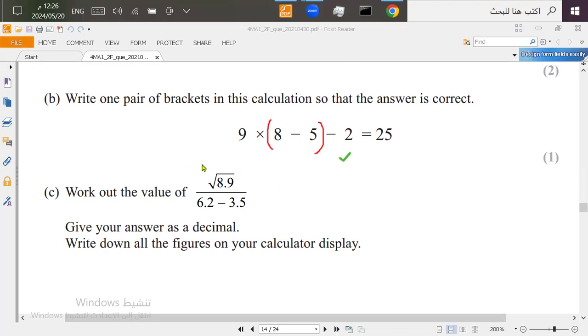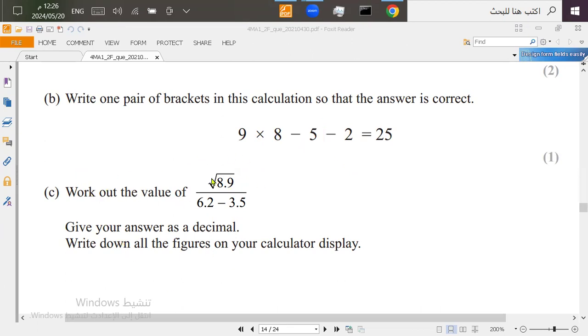Now, as I said, you can't put it on the 9 and the 8 because the BIDMAS rule will tell you that what's happening inside the bracket will be first. Even if you remove the bracket, the multiplying will be before the subtraction. Now this is the right answer. Now let's move on to the next question.